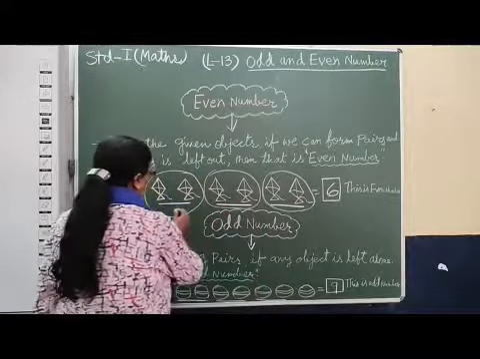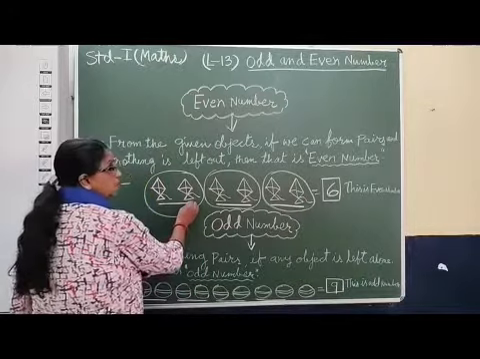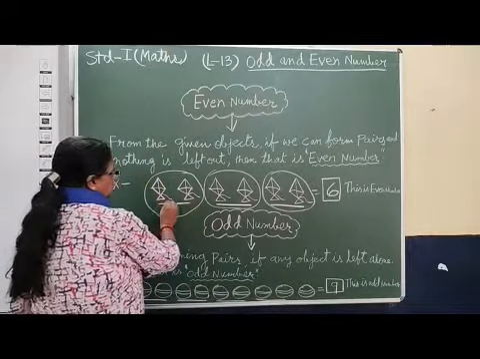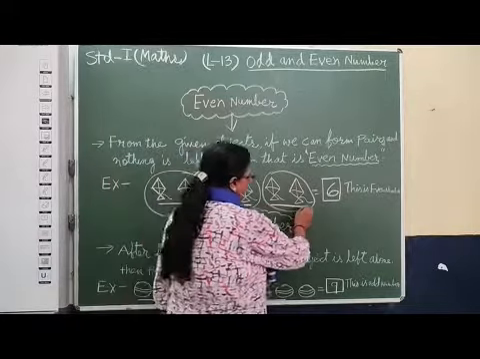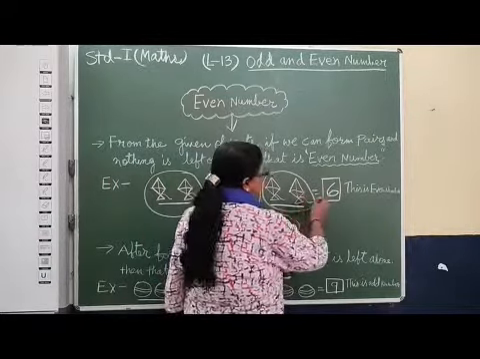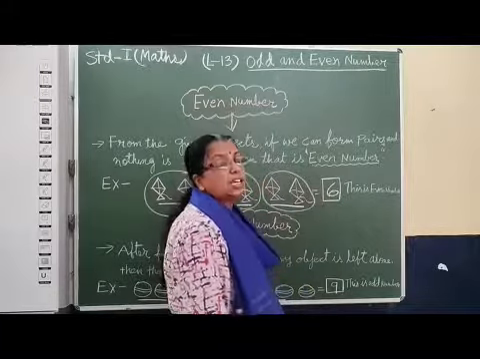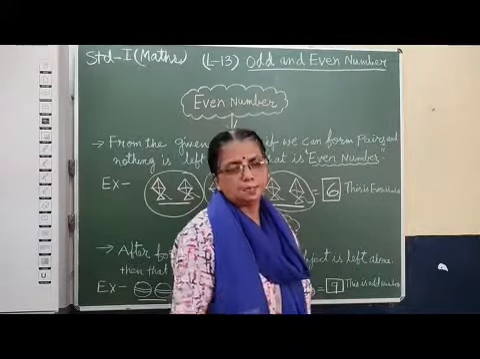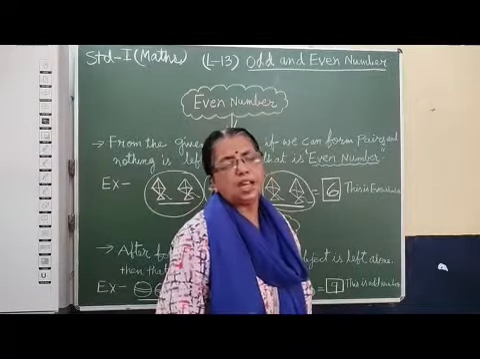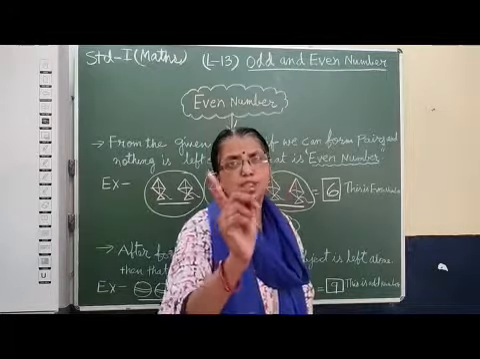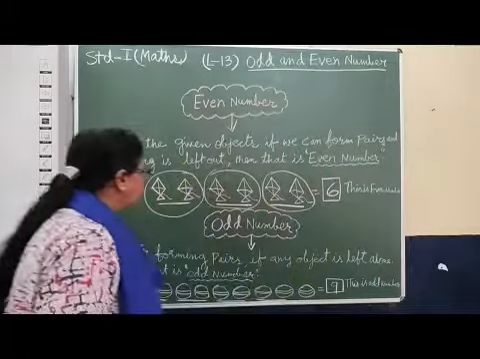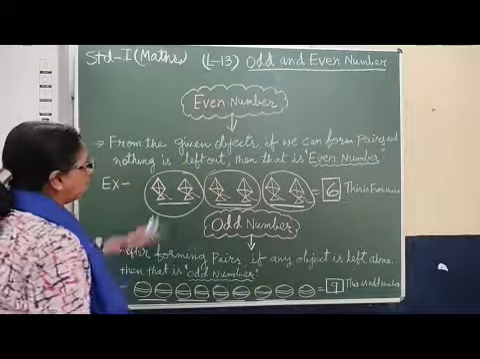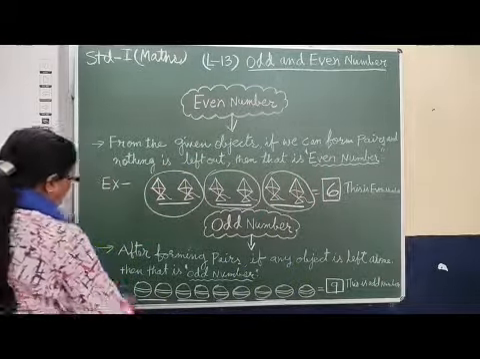This is an even number. Why? They are in pairs. These two are in one pair, these two are in one pair, these two are in one pair. So total is 6. This is an even number because nothing is left alone, separate. Everyone is having a pair. No one is without a pair. So this is an even number. Clear?